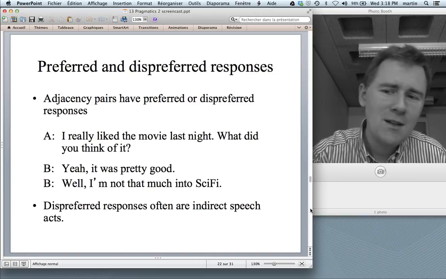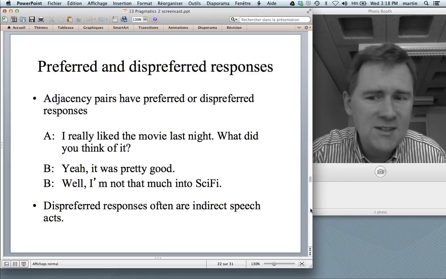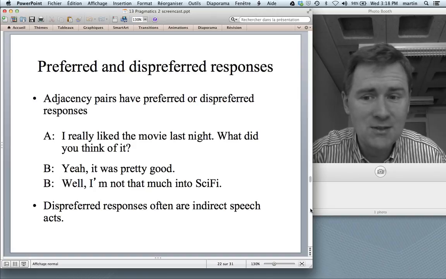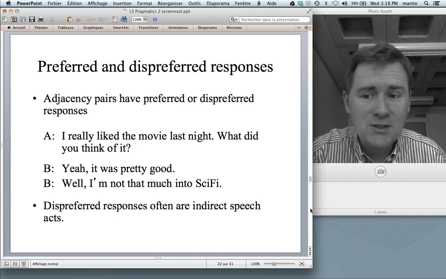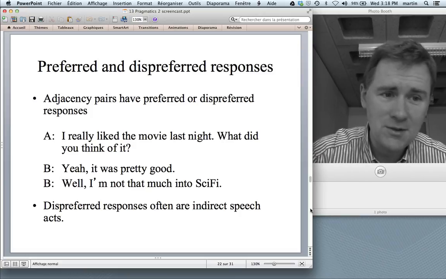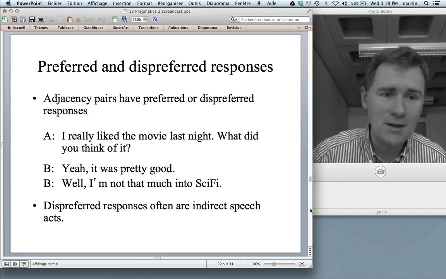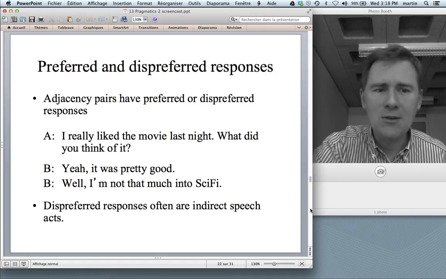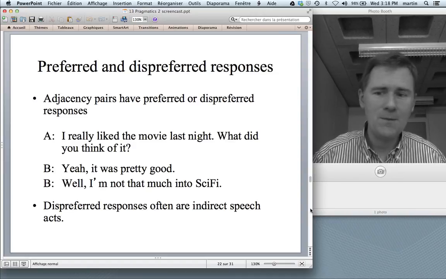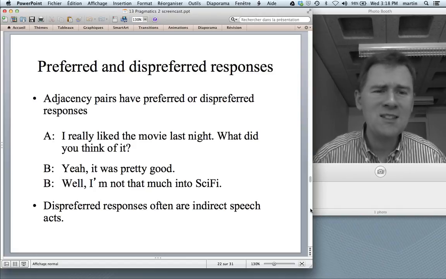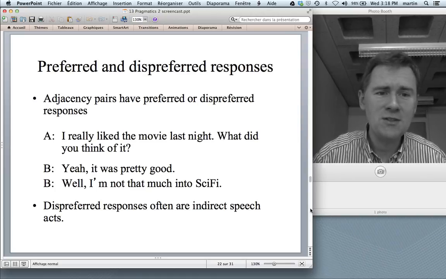Notice that here, in the second case, where you have a dispreferred response, you're actually getting an indirect speech act as a response. Person B does not say, "I hated that movie," but what they say is, "I'm not that much into sci-fi." And of course, the hearer is asked to infer that that's an explanation for why person B might not have liked the movie. So dispreferred responses are typically indirect speech acts. "Can you come to my party tomorrow?" "Sorry, I have this thing that I need to finish." You get it.